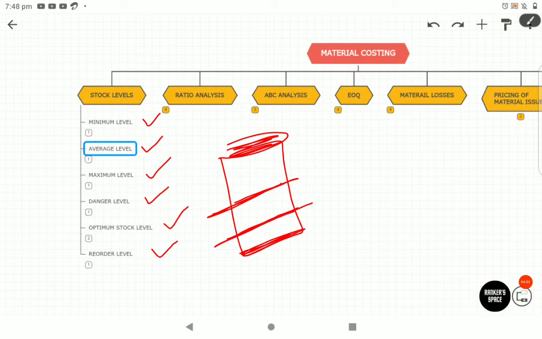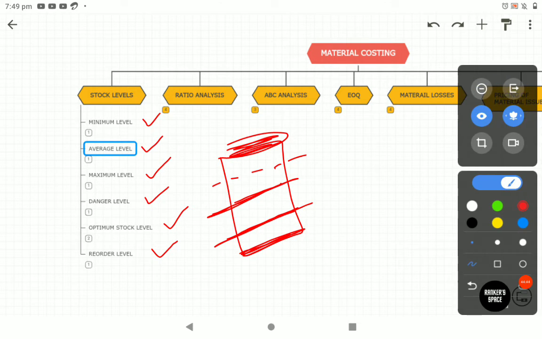That is the danger level. Then you have the reorder level. If my quantity reaches this level, immediately an alarm goes off and I will go in for placing an order. That is the reorder level. So these are the different things we discussed conceptually.